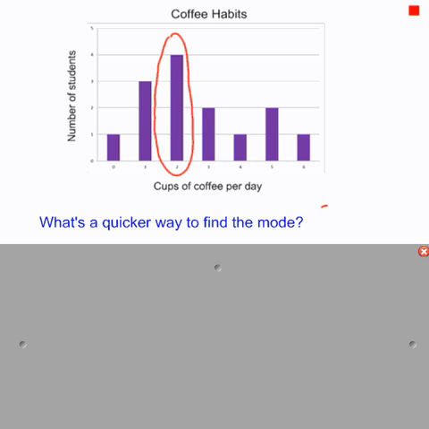And so that's 2, which is what we found when we looked at it the other way. And remember, if you had 2 bars that were higher than all the other ones but the same as each other, then that would just mean you had 2 different modes, and you would list both of those.